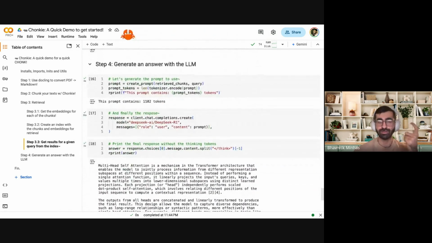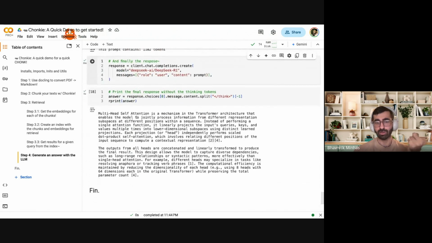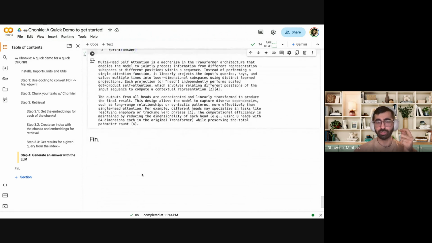And when these are fed into the LLM system, DeepSeek, it already has a response for us, which, after the thinking tokens, we get this response. You can see multi-head self-attention is the mechanism in the transformer architecture that enables the model to jointly process information from different representation subspaces. Yeah, I'm definitely not taking up a job as an audiobook reader, but you get the idea.